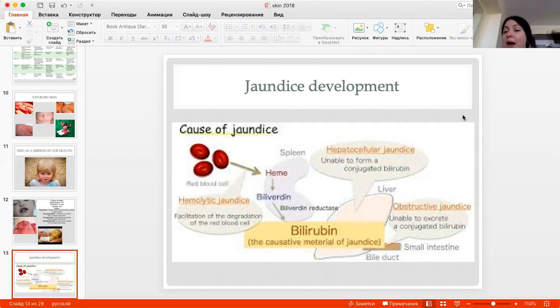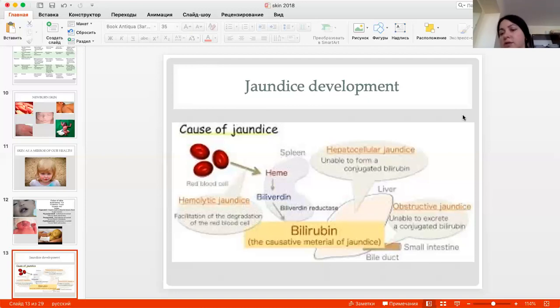Or it may be hepatocellular jaundice, caused by an abnormality in the work of hepatocytes. It means that the process of conjugation of bilirubin is violated, and the process of excretion of the direct, conjugated bilirubin becomes problematic. For example, in case of hepatitis, inflammation of the liver. So in this case as well, we will see an increased level of bilirubin.